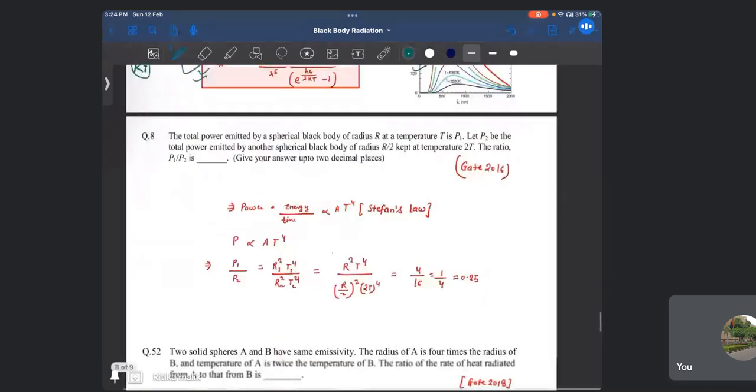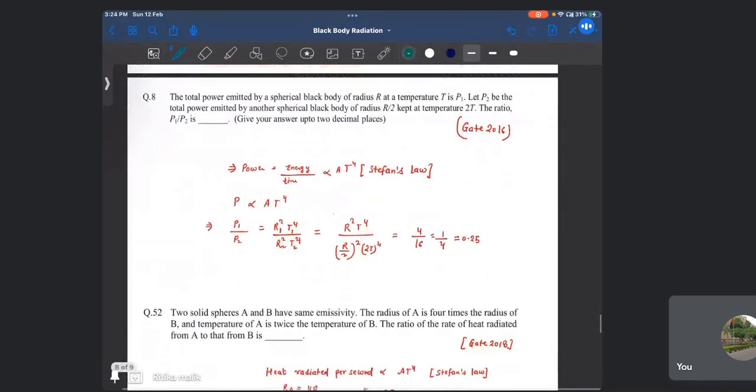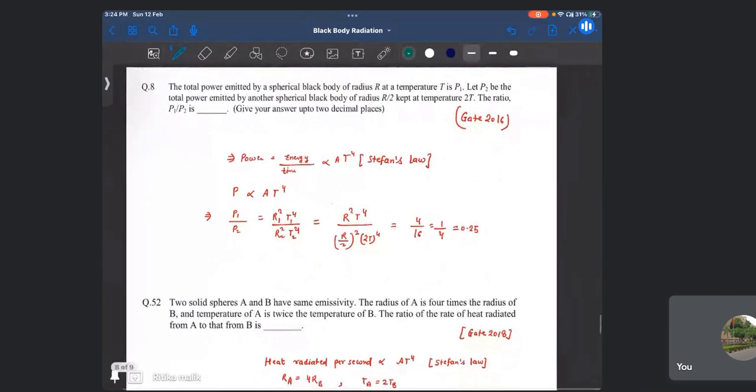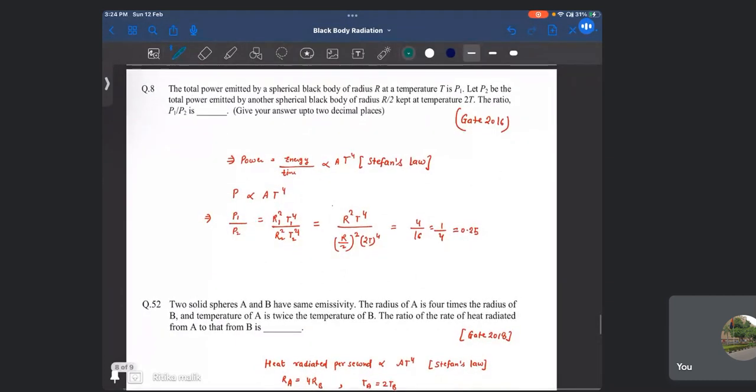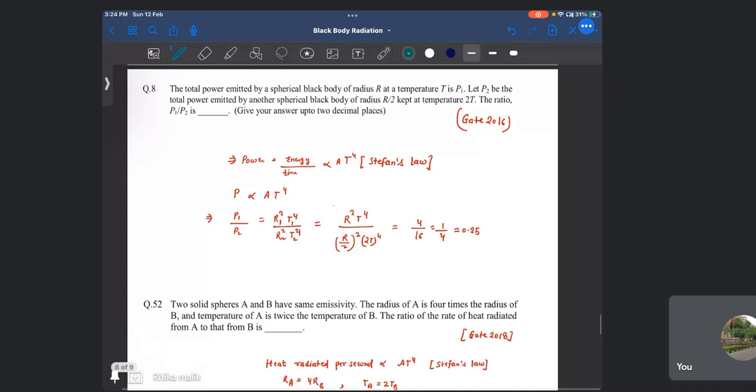There are several questions that were asked in GATE exams. What is the total power emitted by a spherical black body of radius r at temperature T, P1, and let P2 be the total power emitted by another spherical body with half of the radius which is kept at twice the temperature. What is the ratio of their power?